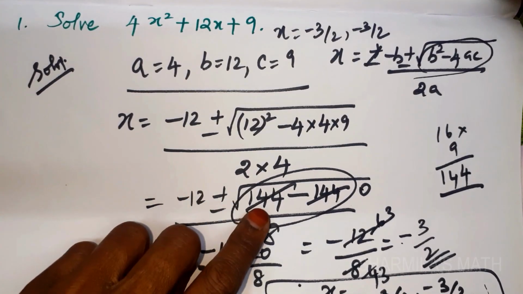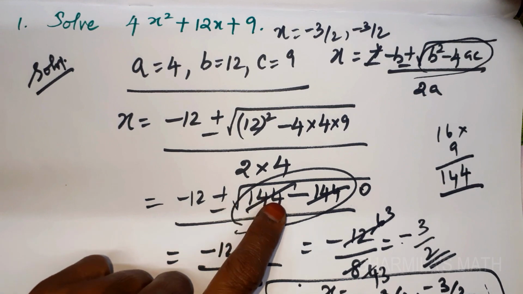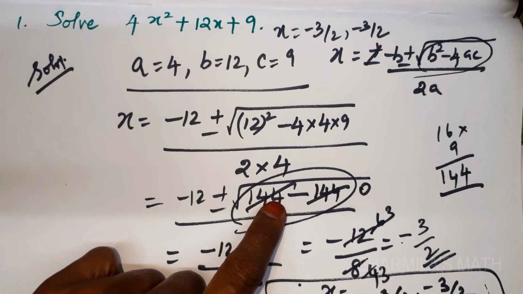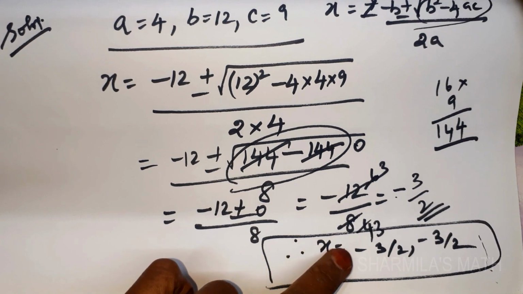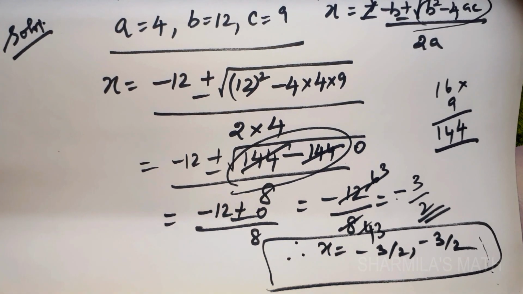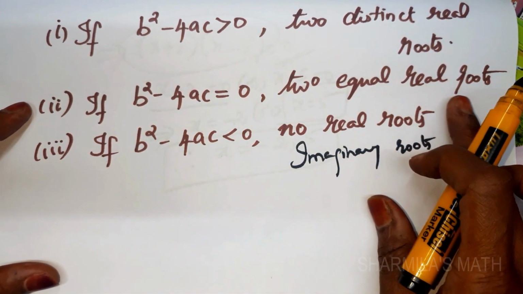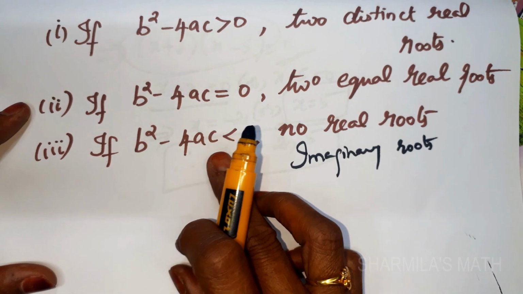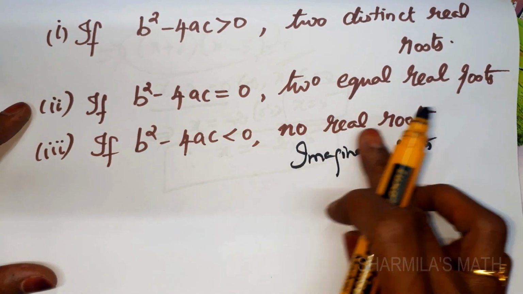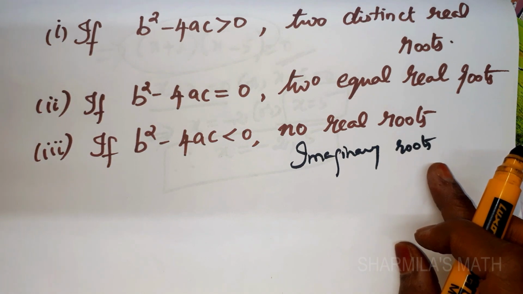In this problem we saw 144 minus 144 is 0, therefore b squared minus 4ac is equal to 0. Finally we got both the roots as minus 3 by 2, comma, minus 3 by 2. Like this only we can confirm. b squared minus 4ac equal to 0 means the two roots are real and equal. If b squared minus 4ac is less than 0, it means no real root we are going to get. Those roots are imaginary roots. Is that clear?